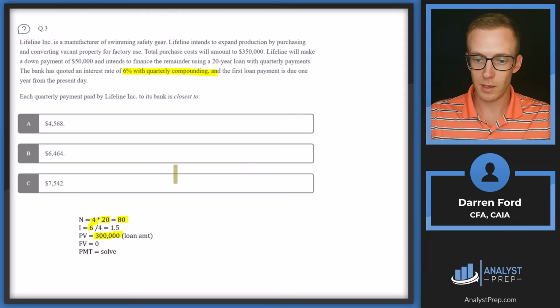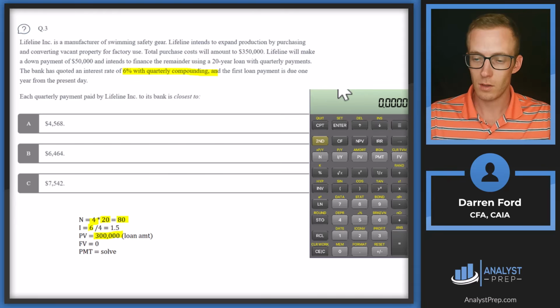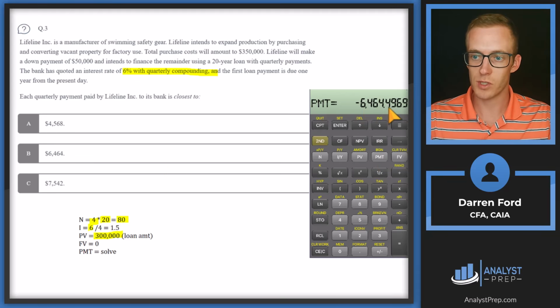So let me pull in the calculator here. Okay, so I've got all of the numbers already input. So we can see I've got 80 for N, 1.5 for interest rate, 300,000 for present value, and 0 for future value. So from here, you'll hit compute payment, and we can see that gives us 6464.4969. So with rounding, that's going to be answer B.